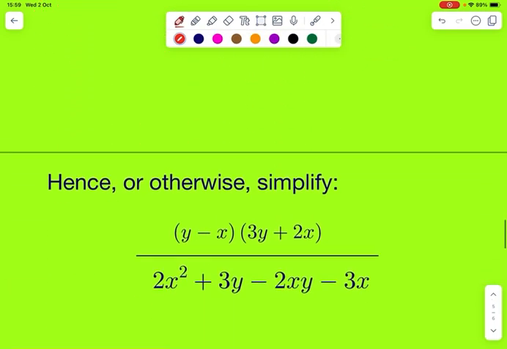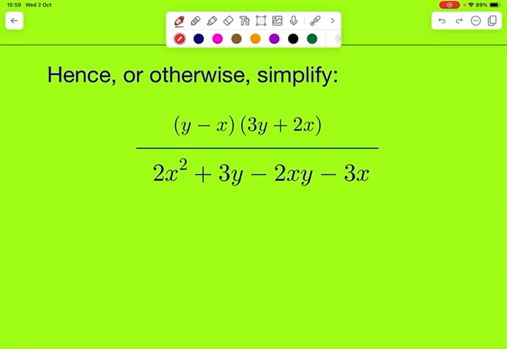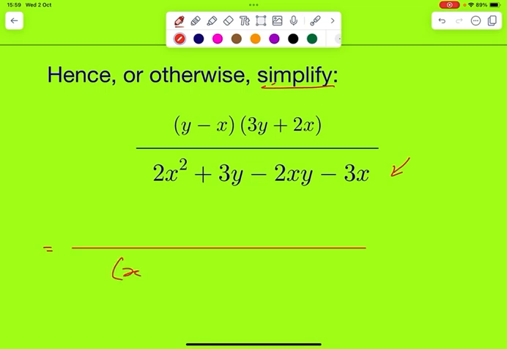And the next one that we have to do is, hence or otherwise, simplify this expression. It's an algebraic fraction, and we have to simplify it. Simplify means we can factorize as much as we can. The denominator, just now we already factorized, which is your x minus y and 2x minus 3. This is your factorization just now, we're done.